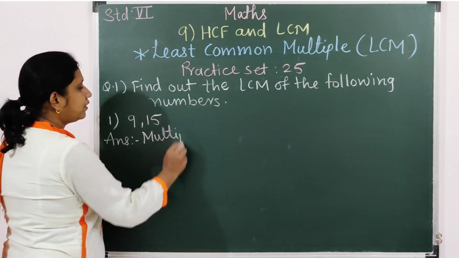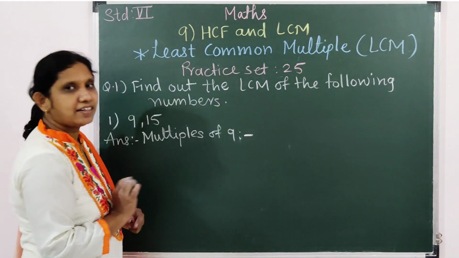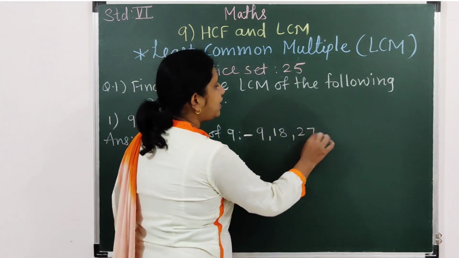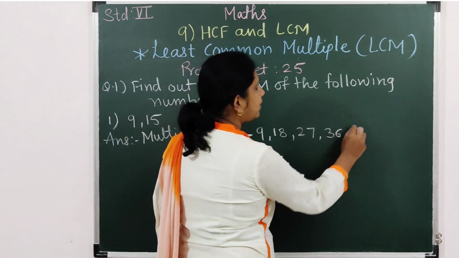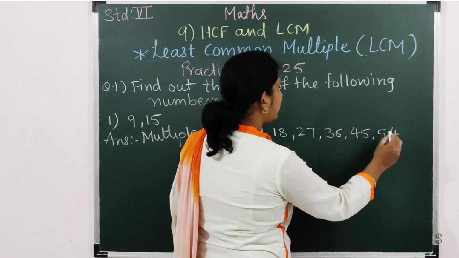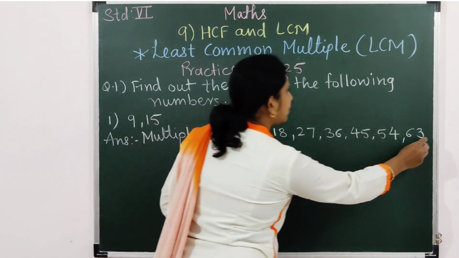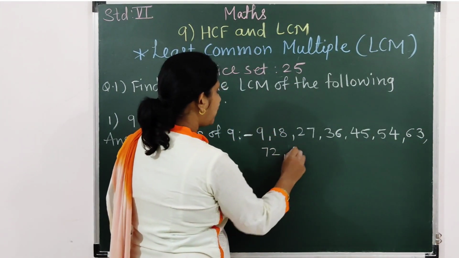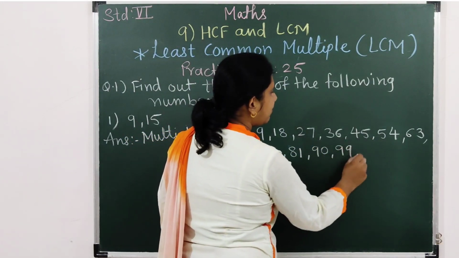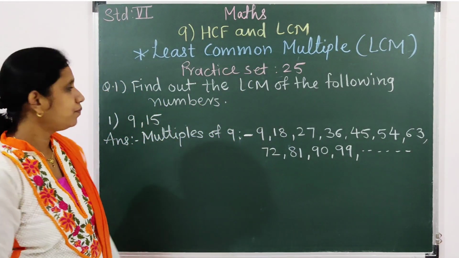Multiples of 9. Let us write the table of 9. 9 ones are 9, 9 twos are 18, 9 threes are 27, 9 fours are 36, 9 fives are 45, 9 sixes are 54, 9 sevens are 63, 9 eights are 72, 9 nines are 81, 9 tens are 90, 9 elevens are 99, and so on. These are the multiples of 9.